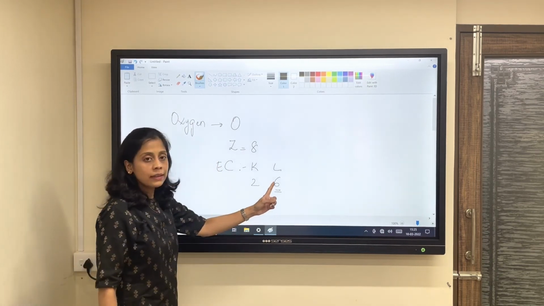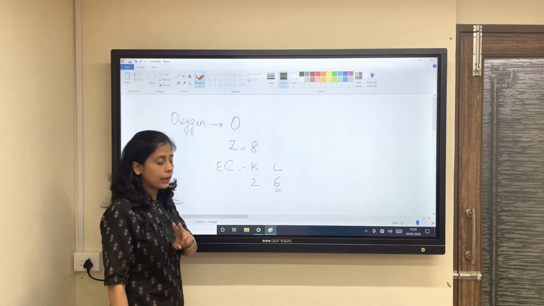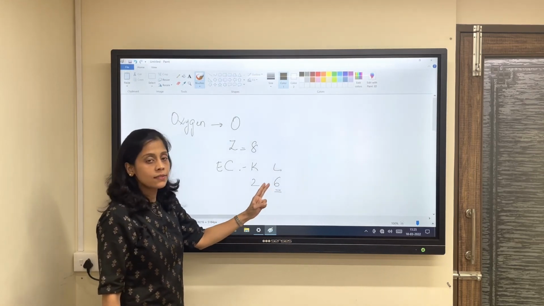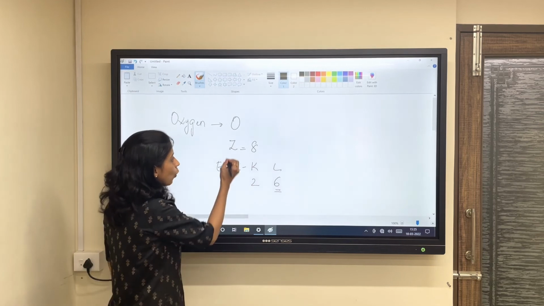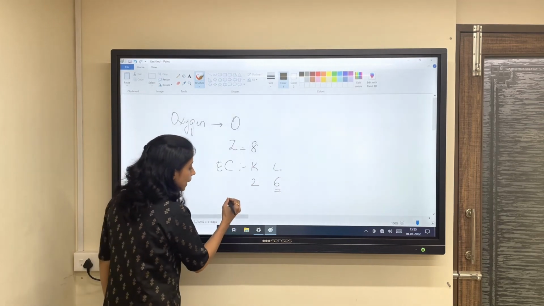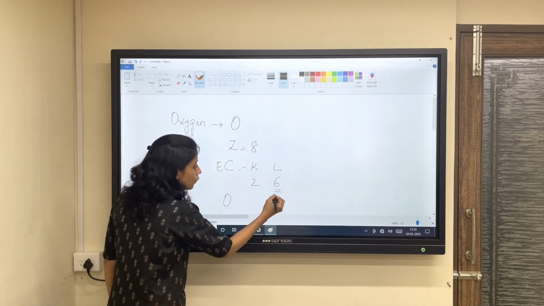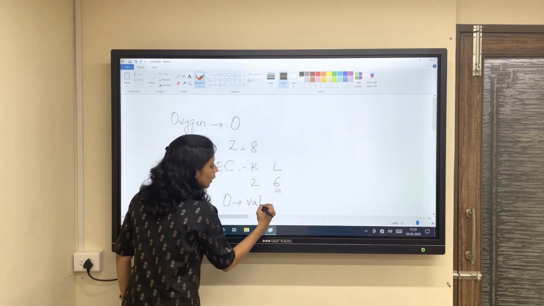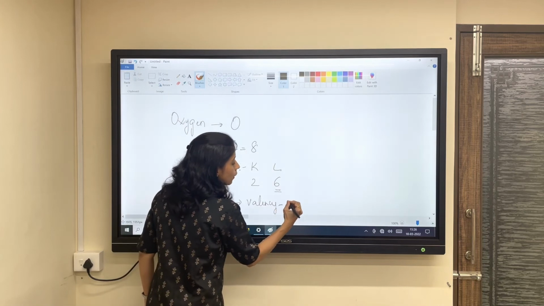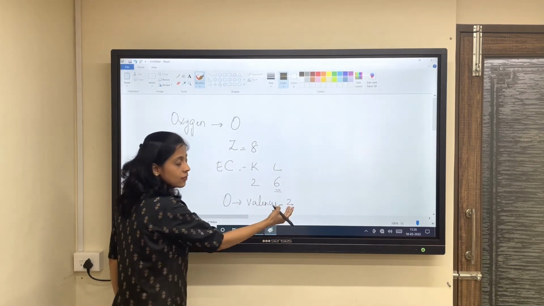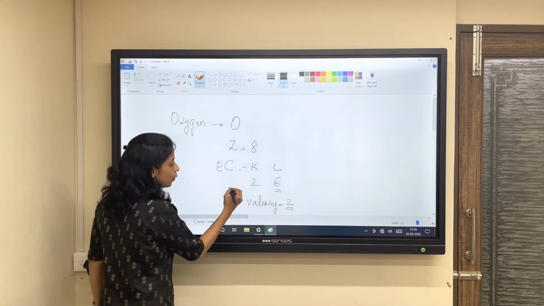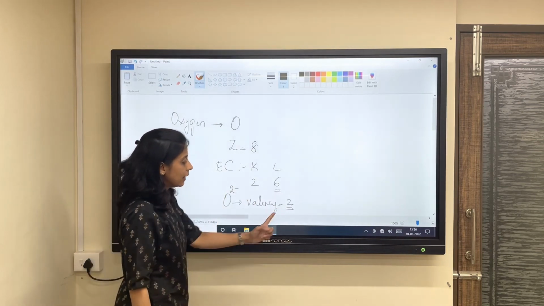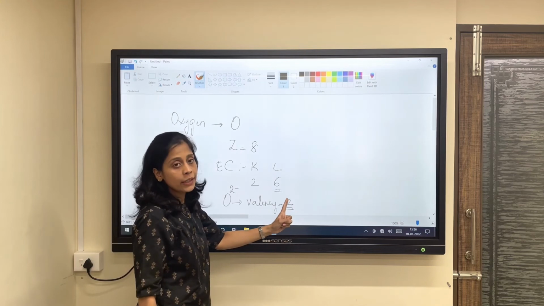So what does it need? It needs 2 more electrons from another element so that it gets its stable configuration. So what does oxygen do? The combining capacity of oxygen is 2 electrons and therefore the valency of oxygen is 2. After it accepts 2 electrons, it gets converted into an anion with O2 minus charge and the valency of it is 2.